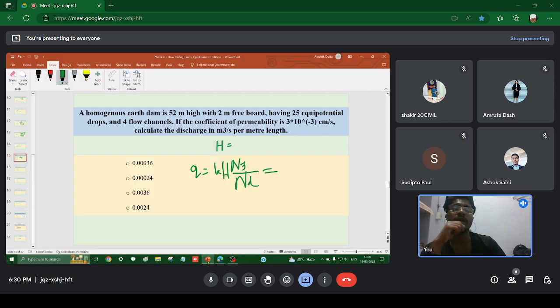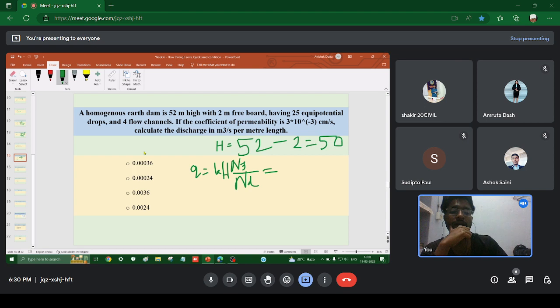What is the value of H? What is the head causing the flow? The value of H is 52 minus 2, that is 50. Why?